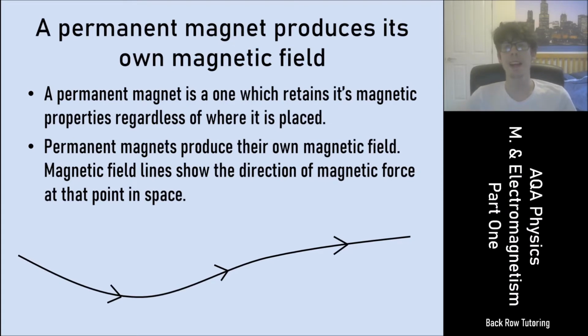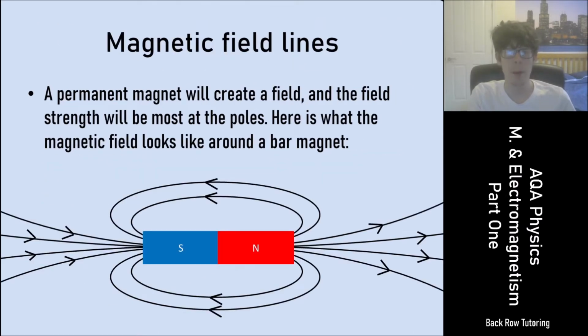A permanent magnet produces its own magnetic field. A permanent magnet is the one which retains its magnetic properties regardless of where it is placed. Magnetic field lines show the direction of magnetic force at that point in space. A permanent magnet will create a field, and the field strength will be most at the poles. Here is what the magnetic field looks like around a bar magnet.